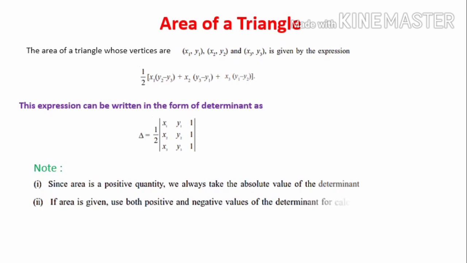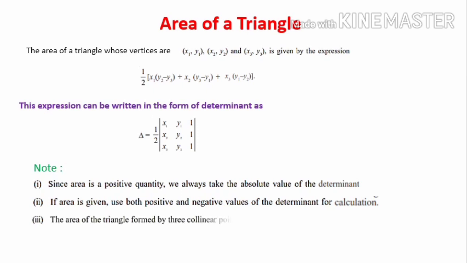The second point is, if the area is given, use both positive and negative values of the determinant for calculation. If the area is given to you, you may be asked to calculate any one of the values of x1, y1, x2, y2 or x3, y3. Then you have to use the given area both positive and negative. That is, if the area is given as 4, you take area equal to plus or minus 4. Then go for the calculation, so you may get two sets of answers.